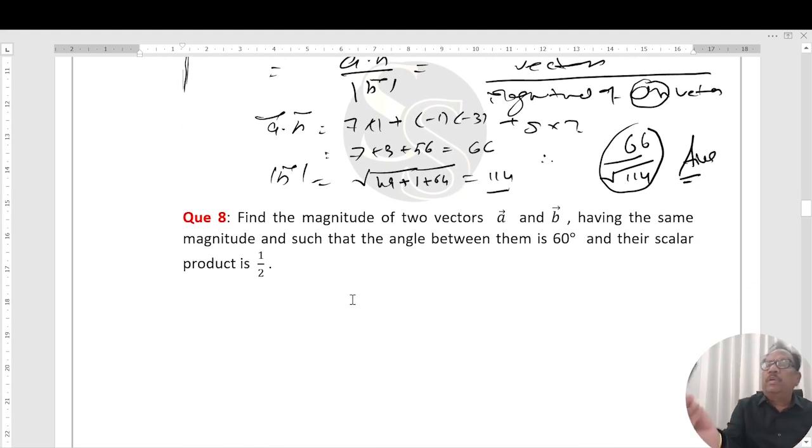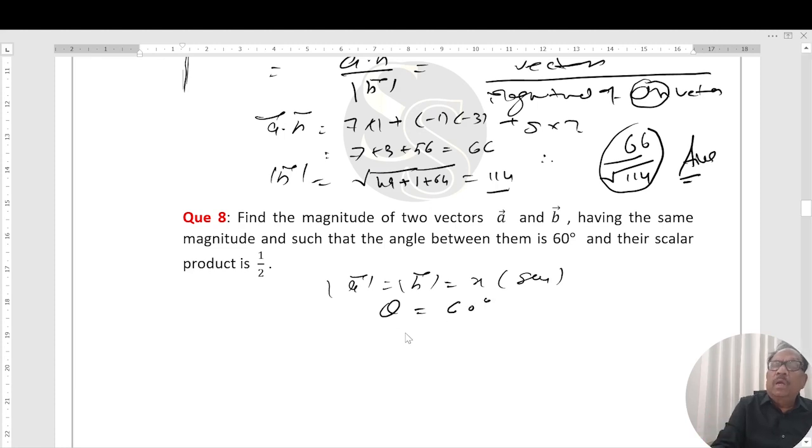Next, find the magnitude of two vectors a and b having the same magnitude, such that the angle between them is 60 degree. That is, magnitude of a equal to magnitude of b equal to x, and theta is 60 degree, and a dot b is given as 1 by 2. What do we have to find out?